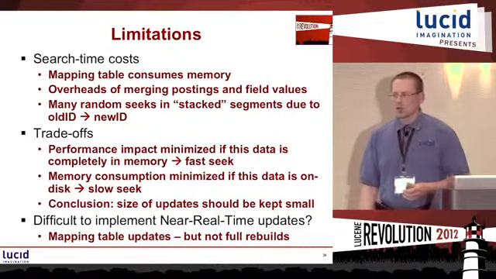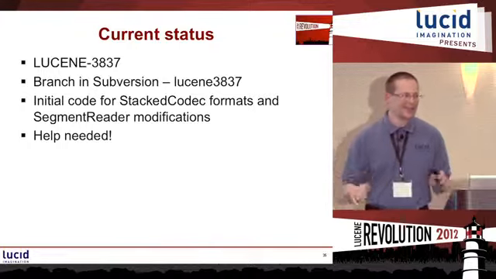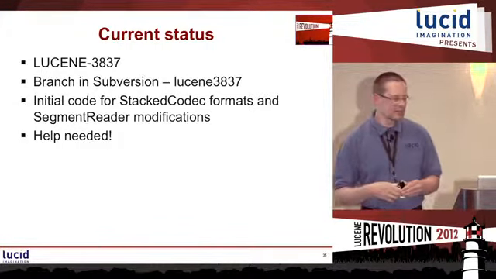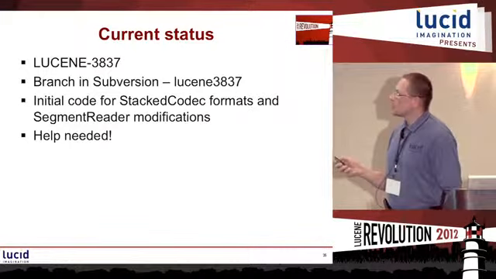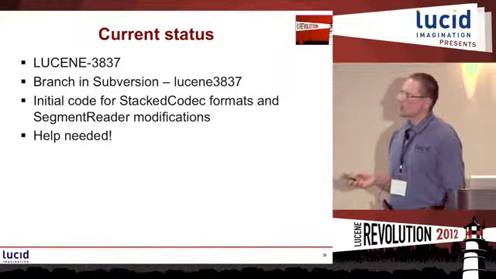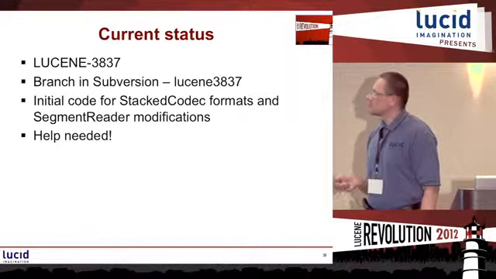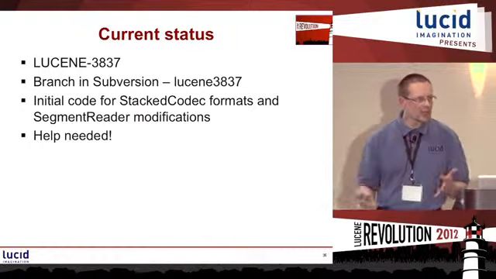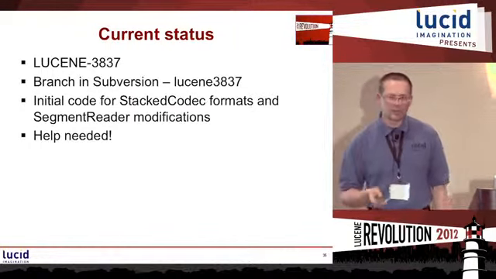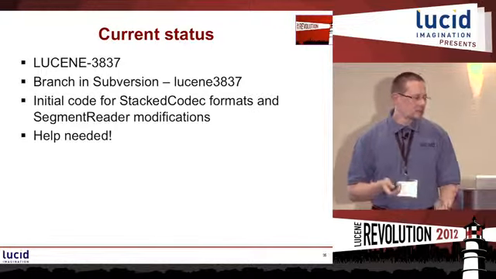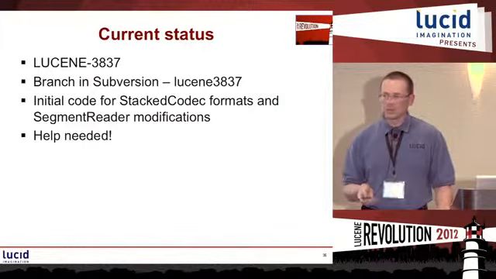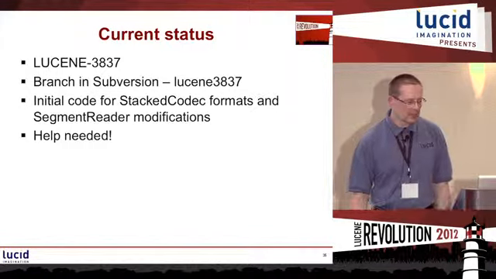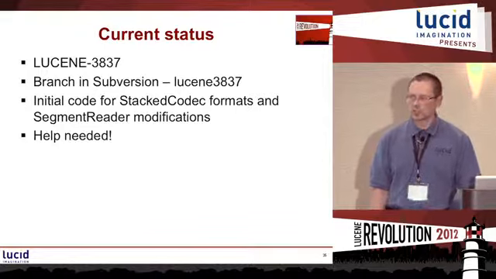What is the current status? As I said, loose parts around. So don't expect that it's in a working state. This is the JIRA issue number. If you're interested, please check it out. There is a branch in Subversion, so hopefully you feel encouraged and you feel certainly invited to take part in the development. And there is some initial code for these codec producers and segment infos changes, etc. And these enumerations. Help is very much needed and is welcome.